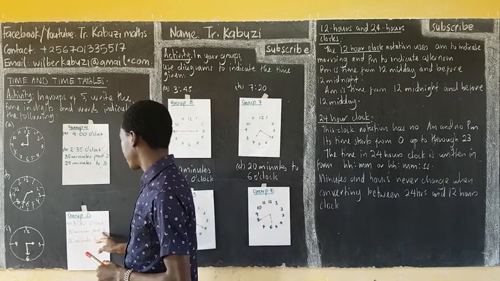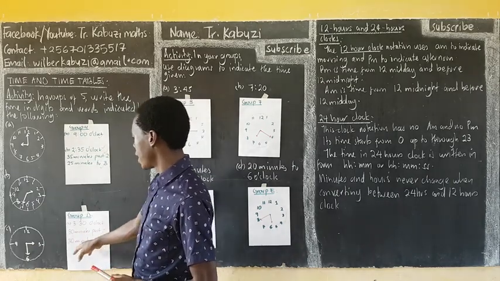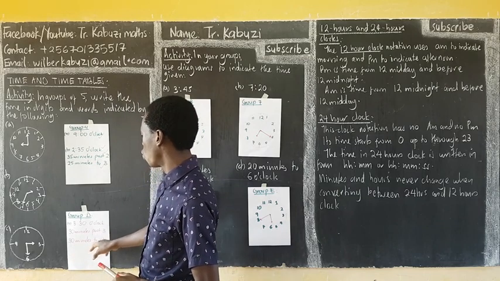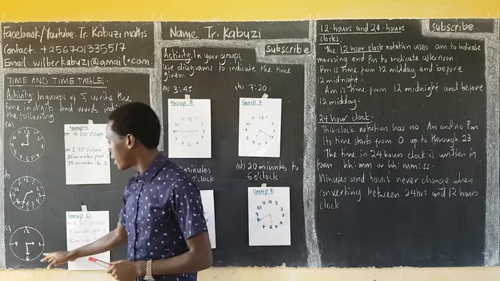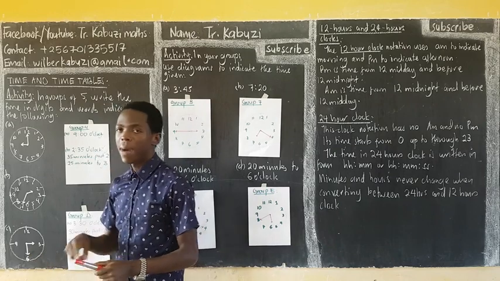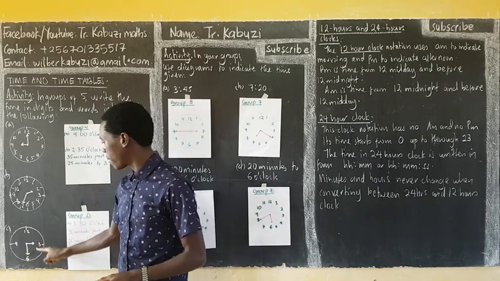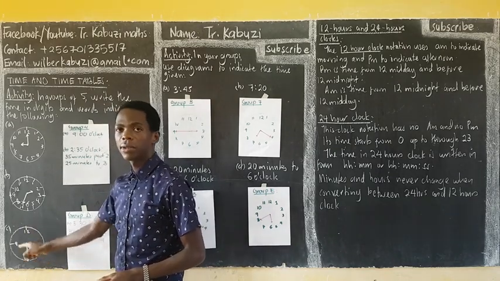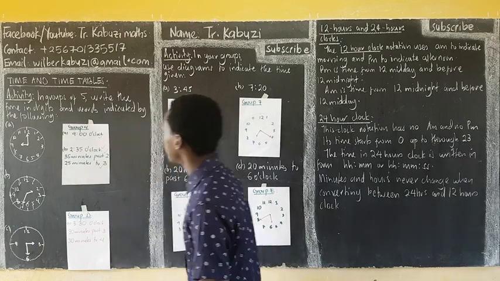Then group D, they are telling us it's 3:30 o'clock, 30 minutes past 3. Then they are also telling us 30 minutes to 4. So from here you get 4. Remember, it's going in this direction. It's not going the other side.